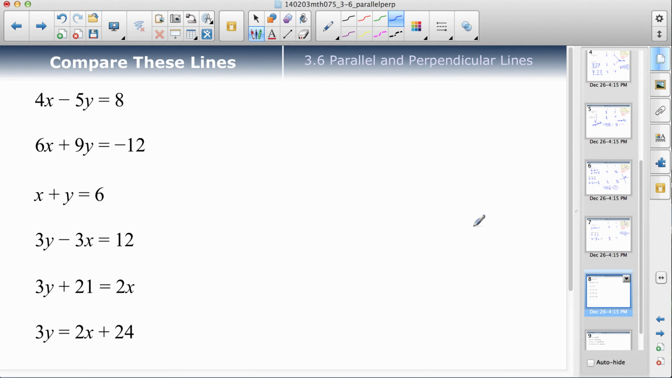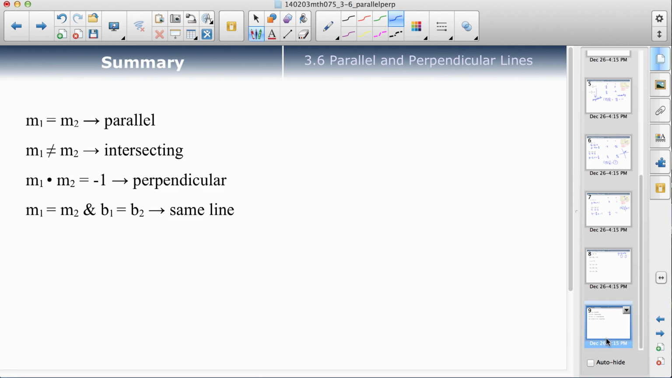Here's just a bunch to try, and maybe you can try these, or you can try some from the textbook. But basically what you have to do is take any equation that isn't in the y equals mx plus b form. So like this one, I've got to take that and make it look like that. And then from that, draw out my slope and draw out my y-intercept. When I do that, I could have 4 things that happen.